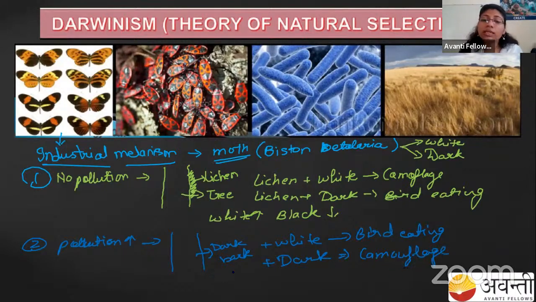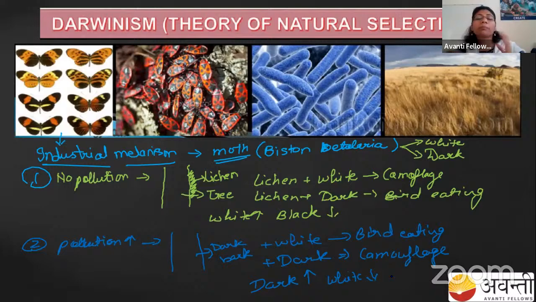So during industrialization, we got natural selection. Without industrialization, nature was in favor of the white moth. But as industrialization and pollution increased, the environment became favorable for the dark moth. So the population sizes of the moths reversed. Now we have more dark color moths as compared to light color moths.